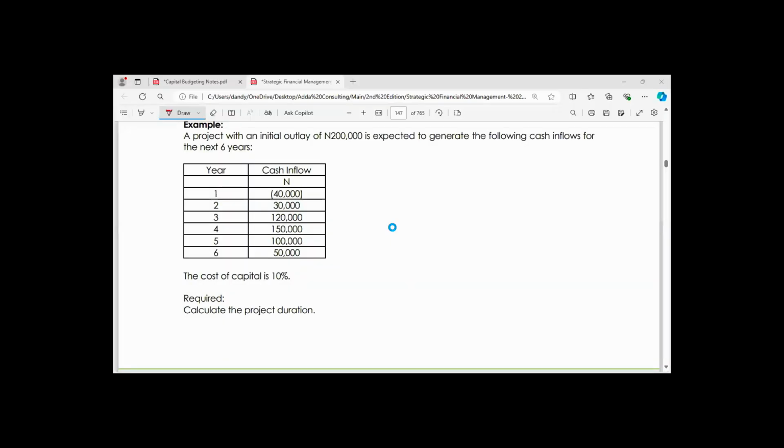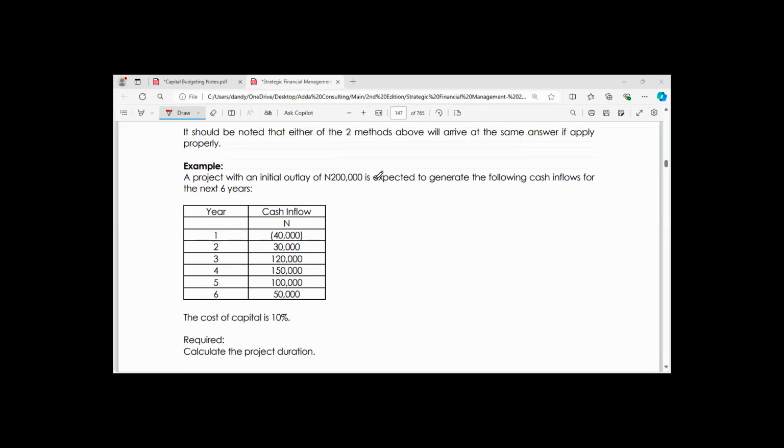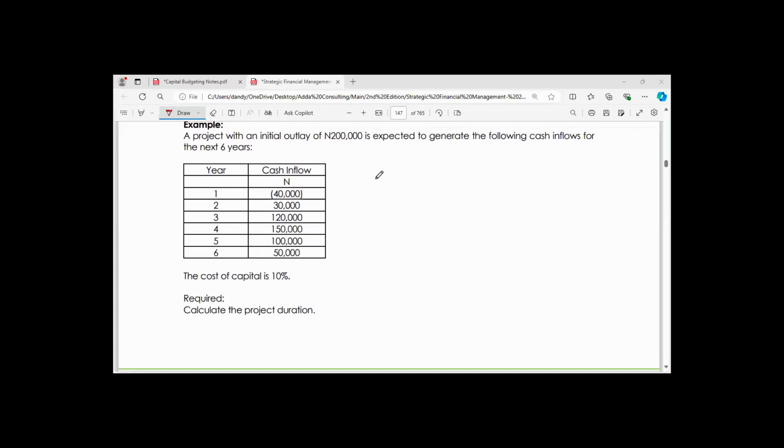So let's go through the examples together. Let me know if you can see my screen. Yes, we can see that. All right then. So a project with an initial outlay of 200,000 naira is expected to generate the following cash inflows for the next 6 years. The cost of capital is 10% required. Calculate the project duration.